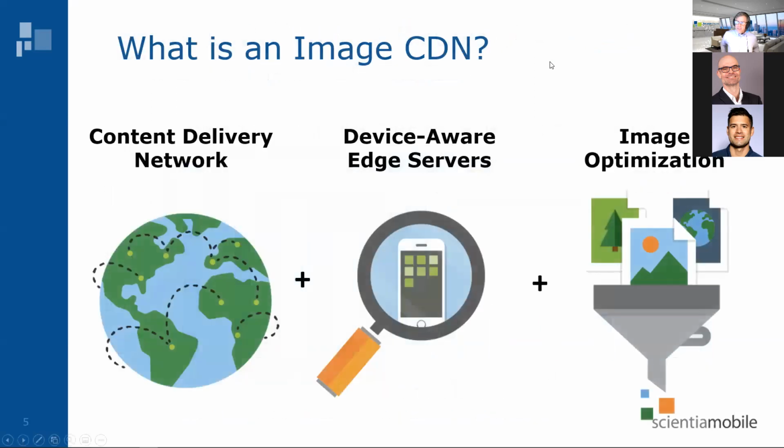So what is an image CDN? Well, we like to think of it as three different parts. The first one, which is the one most people are familiar with, is a content delivery network. A content delivery network focuses on pushing content as close as possible to a requesting user.